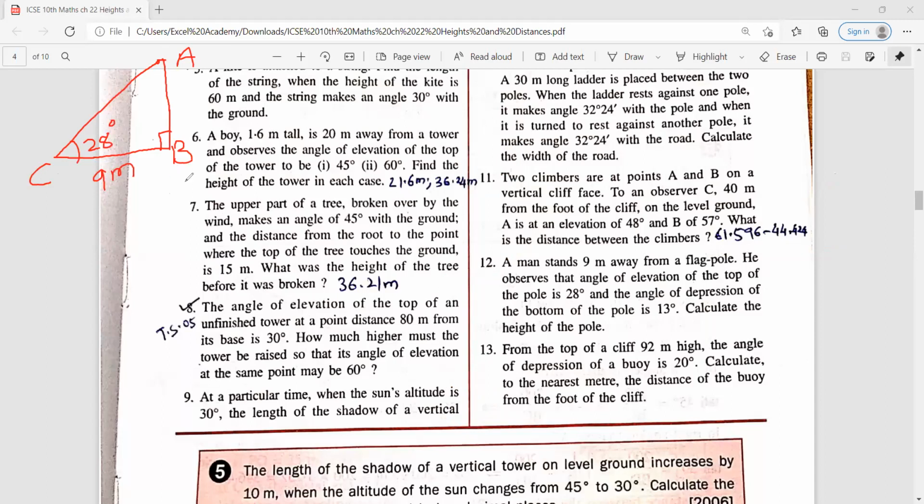Okay, what does it mean? A man stands 9 meters away from a flagpole. He observes that the angle of elevation of the top of the pole is 28 degrees and the angle of depression of the bottom of the pole is 13 degrees.